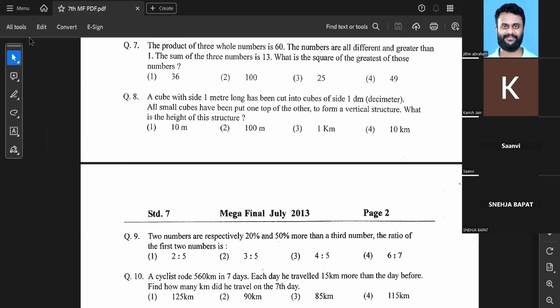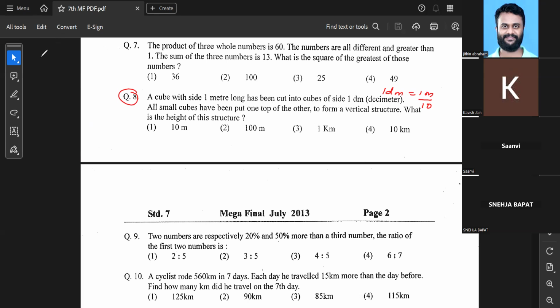Let's proceed further. Question number 8. A cube with side 1 meter long has been cut into cubes of side 1 decimeter. For your information, 1 decimeter is 1 meter divided into 10 parts. Now, all small cubes have been put one on top of the other to form a vertical structure.